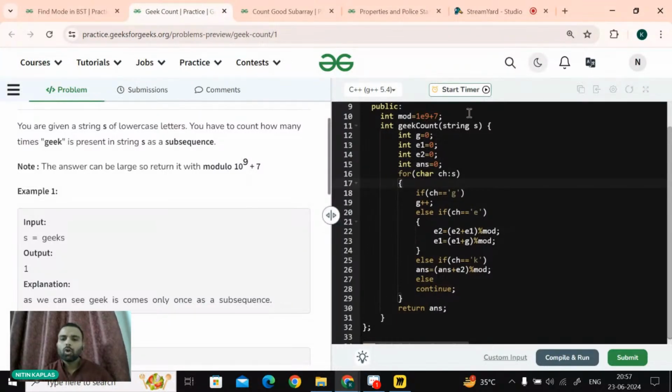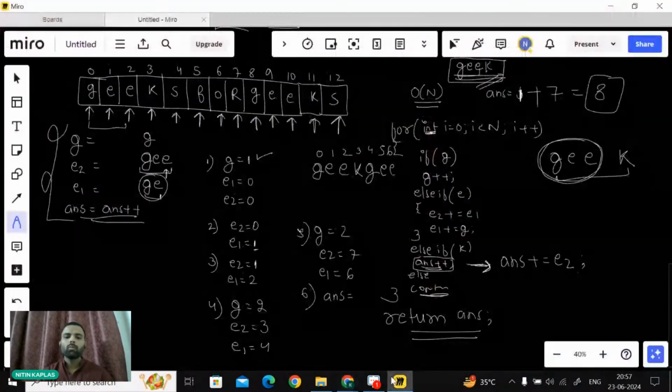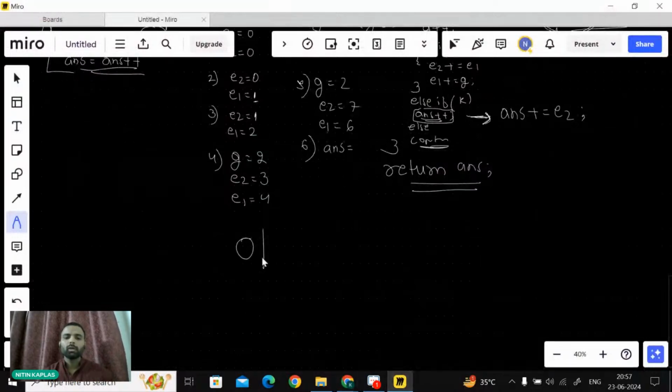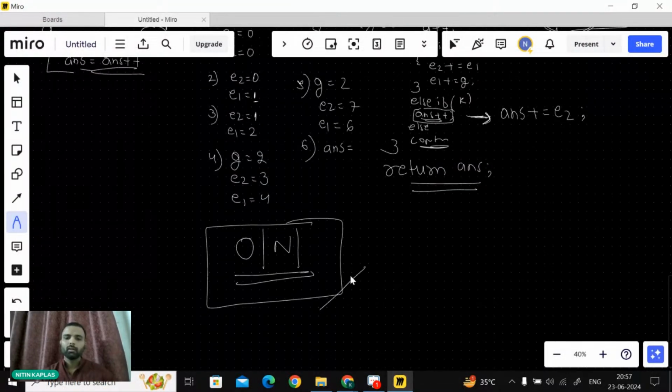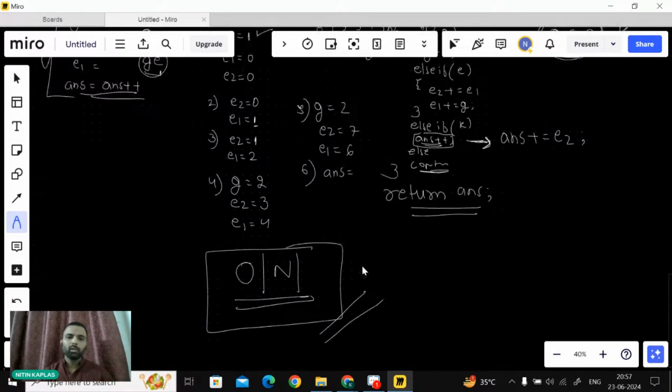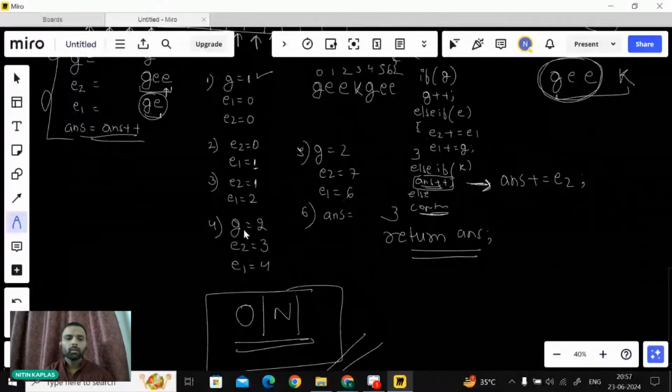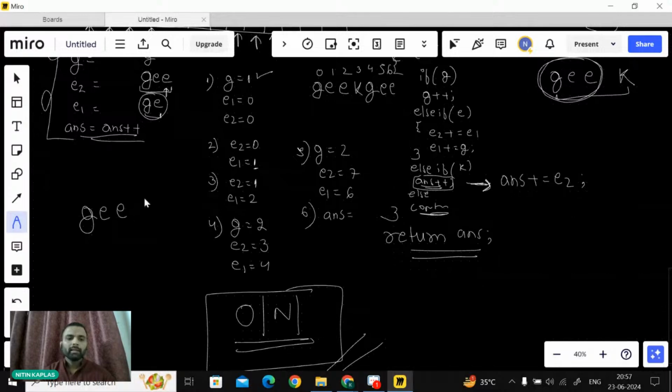So what's the time complexity of the solution? It's very simple. We just traverse with our for loop, and the time complexity of this solution is big O of n, where n is the length of your string, right? So yeah, it's very simple. You just have to focus on your main task, which is this.